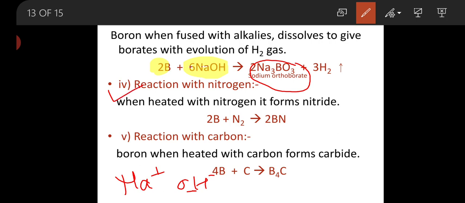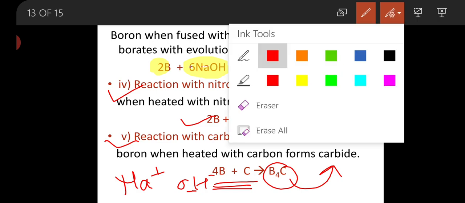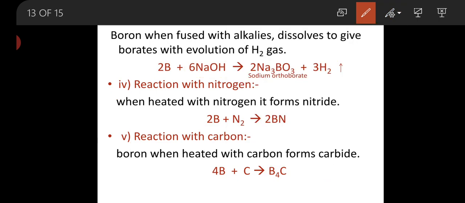Sodium orthoborate. The second property is the reaction with nitrogen. Just now we explained that boron on reacting with nitrogen forms boron nitride. Similarly, boron on reacting with carbon forms a simple compound B4C, which is called boron carbide. This is the chemical property of boron.